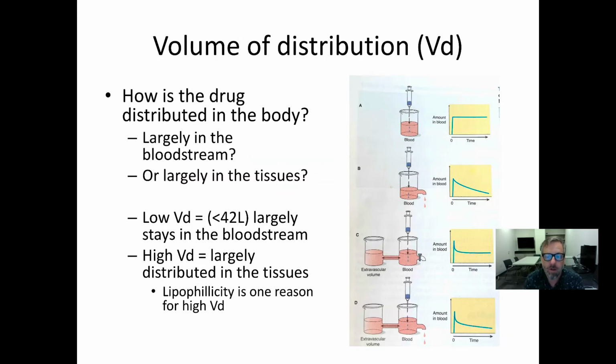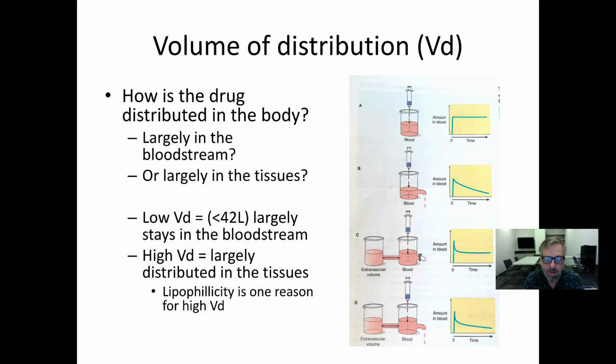So volume of distribution can get kind of complicated, but essentially the concept that I want you to have down here is that we're talking about where does the drug go? How is it distributed in the body? Does it largely stay in the bloodstream or does it come out of the bloodstream and get deposited in the tissues? So if a drug is listed as having a low volume of distribution, usually abbreviated VD, then it largely stays in the bloodstream. A high volume of distribution means that the drug is largely distributed in the tissues.